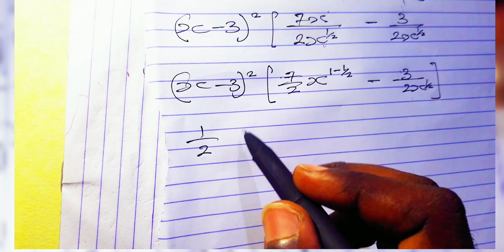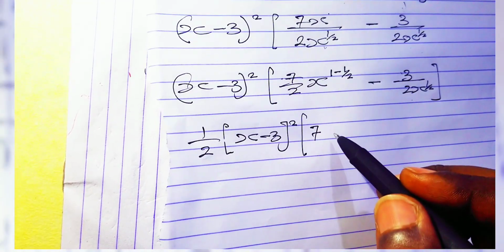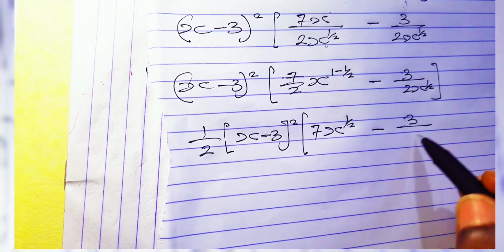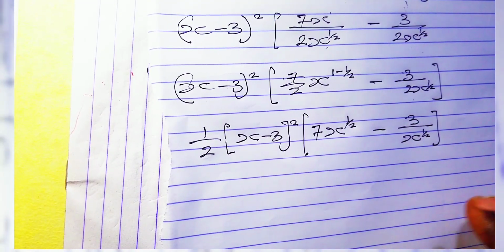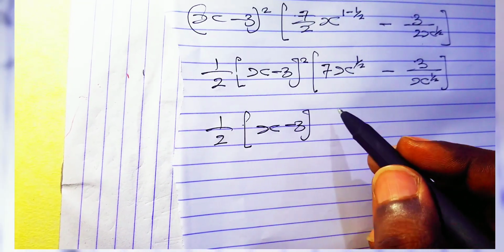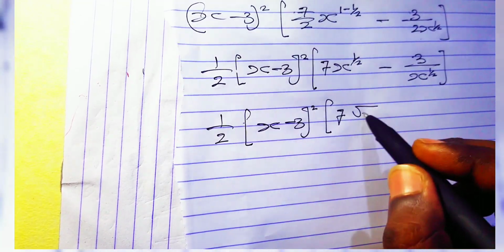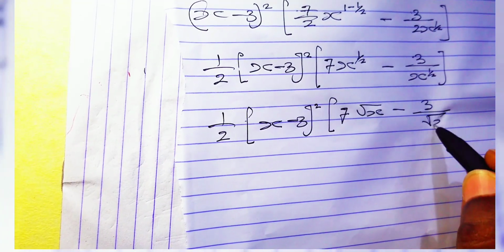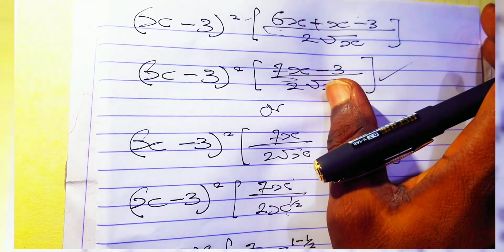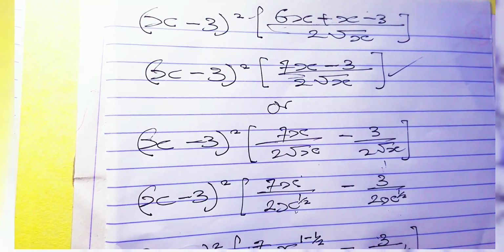So let's write that out. This is 1 over 2, so that becomes x minus 3 squared in the bracket. Then we have 7 here, x raised to the power 1 minus 1 over 2, which is 1 over 2, minus 3 over x raised to the power 1 over 2 this time around. And therefore the final answer can be x minus 3 squared in the bracket, then 7 root x minus 3 over root x. So the answer can also be presented this way, and it can be left like this. Either is correct, depending on what your teacher wants you to do.